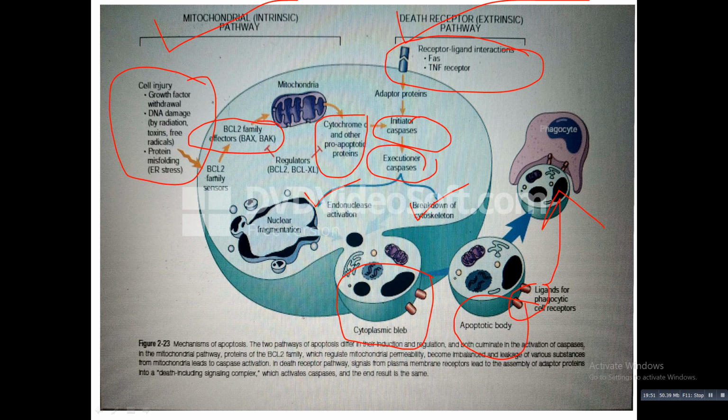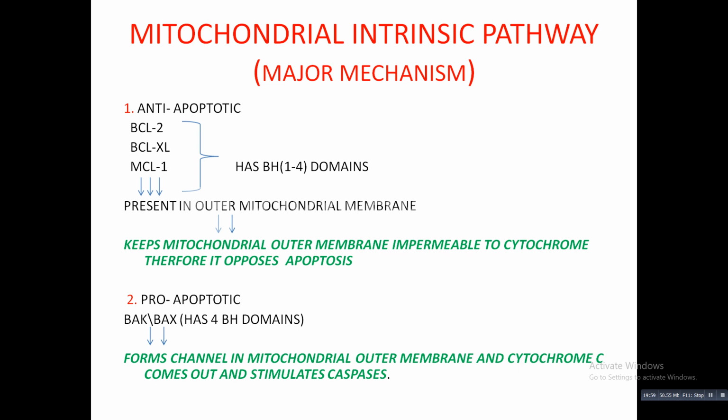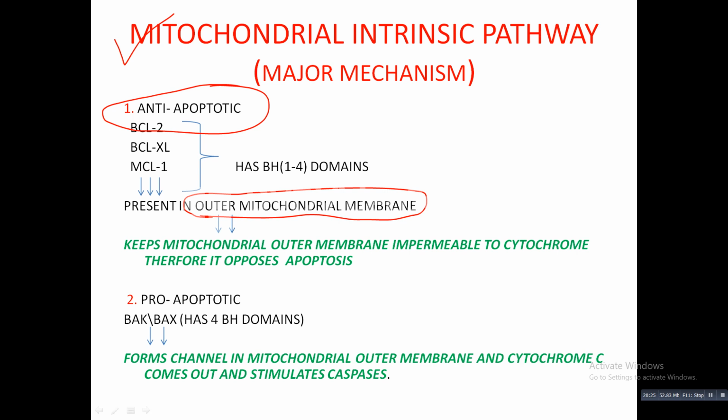Before going into the details, we should discuss the anti-apoptotic proteins, pro-apoptotic proteins, and the sensors, and what the roles of each are. So number one, there are certain anti-apoptotic proteins, for example BCL2, BCLXL and MCL1, which are present in the outer mitochondrial membrane. Their major function is that they keep the mitochondrial outer membrane impermeable to the cytochrome, therefore it opposes apoptosis.